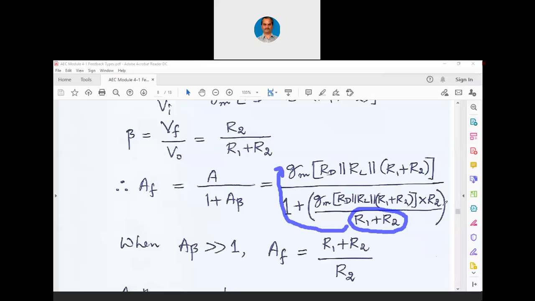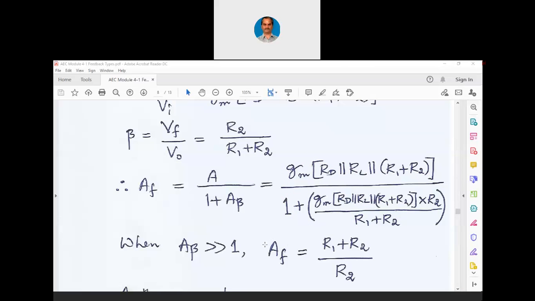R2 remains here. Now when A beta is much larger than 1, this 1 can be ignored. When this 1 is ignored, this term gets cancelled with this term. And that is how we get R1 plus R2 divided by R2, provided A beta is much greater than 1. Otherwise, we cannot ignore those terms.